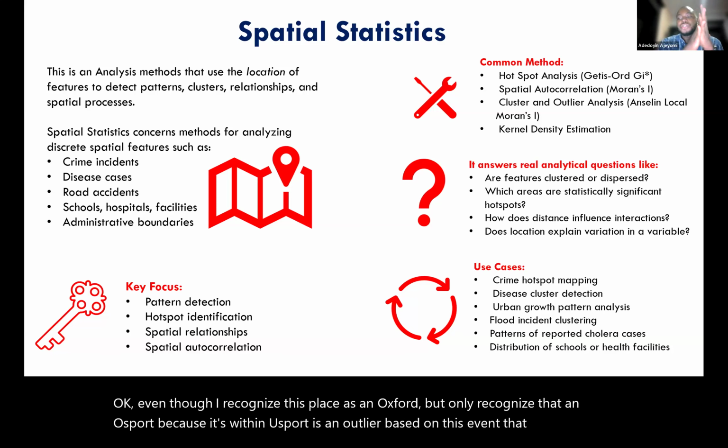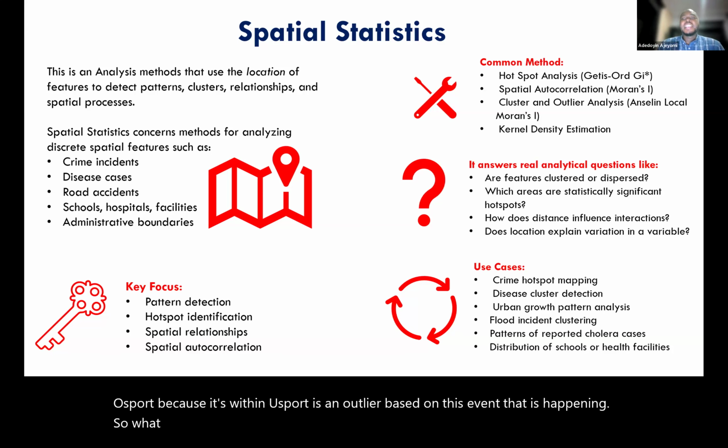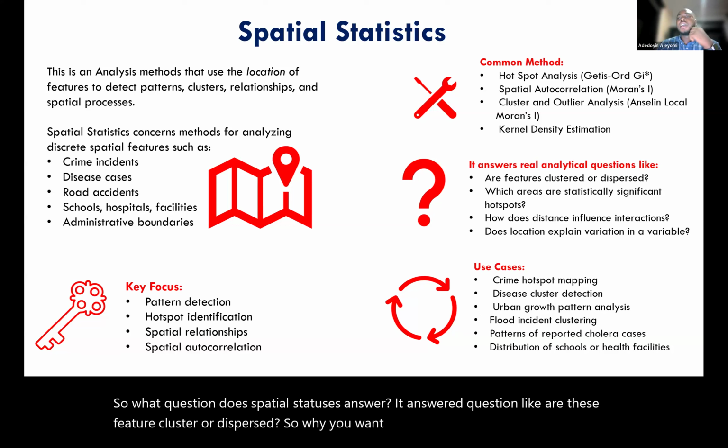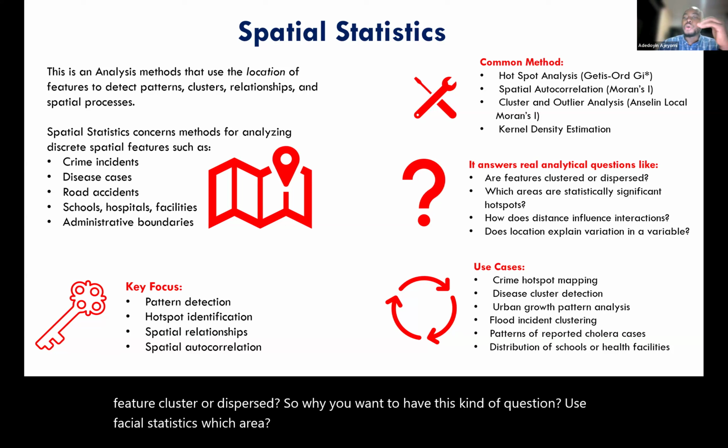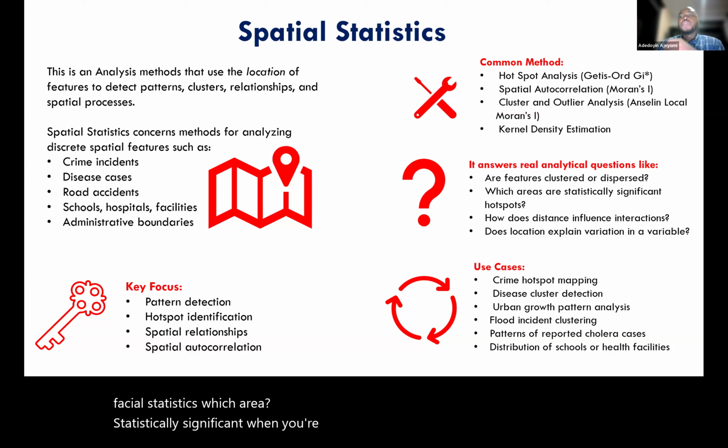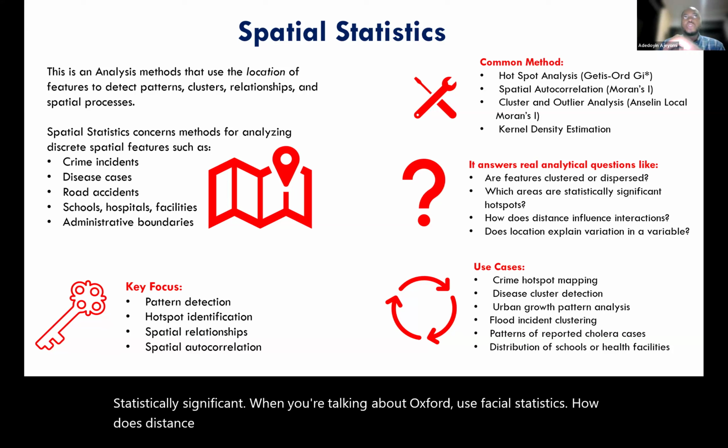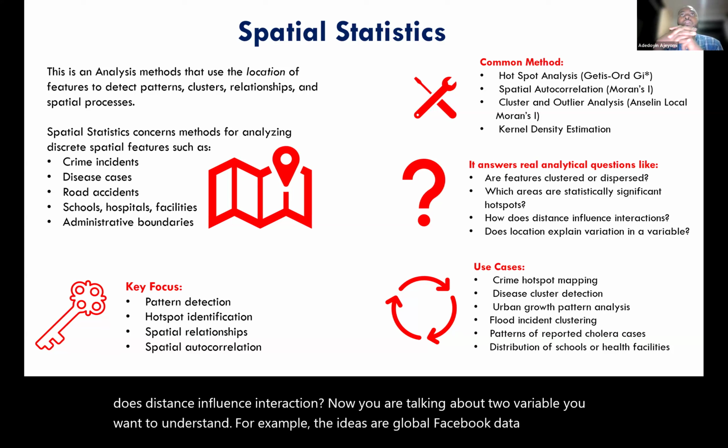So what questions does spatial statistics answer? It answers questions like, are these features clustered or dispersed? When you want to ask this kind of question, use spatial statistics. Which areas are statistically significant? When you're talking about hotspots, use spatial statistics. How does distance influence interaction? Now you are talking about two variables. You want to understand, for example, there is this global Facebook data that was released during COVID-19.